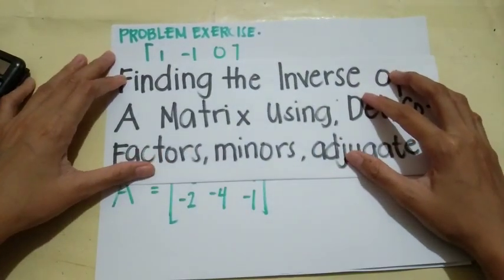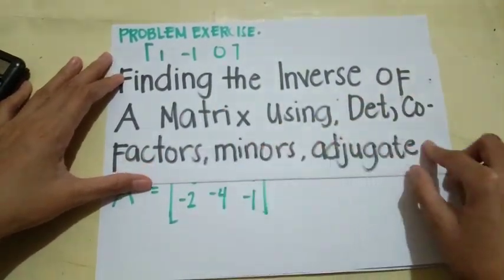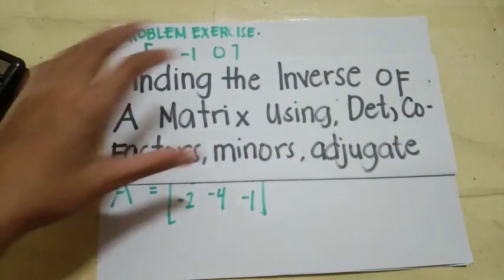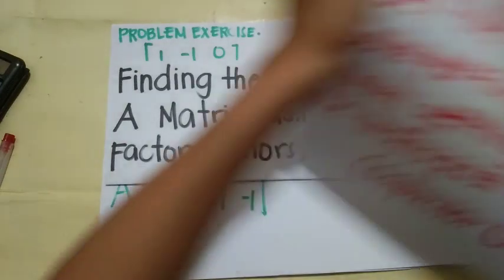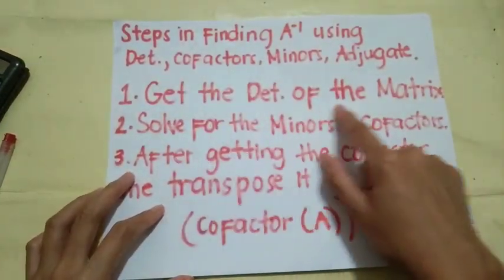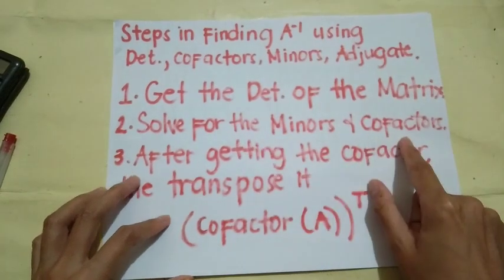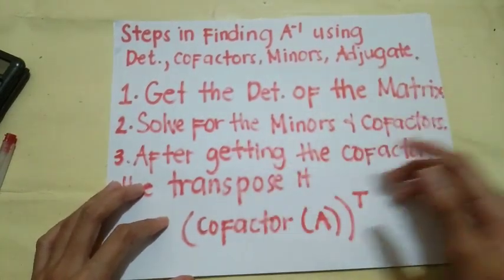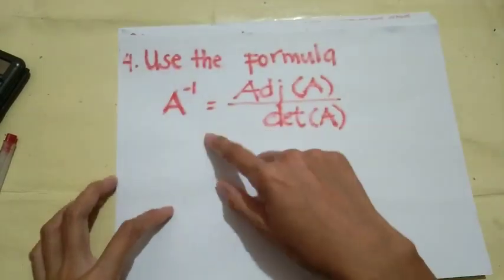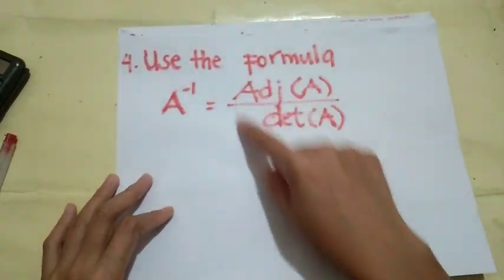Again, we did find the inverse of the matrix using the determinant, cofactors, minors, and adjugate. To recap, we have here the steps in finding the inverse. You have to get the determinant of the matrix, then solve for the minors and cofactors. After getting the cofactors, transpose it like this one, and then use the formula, which is given here.